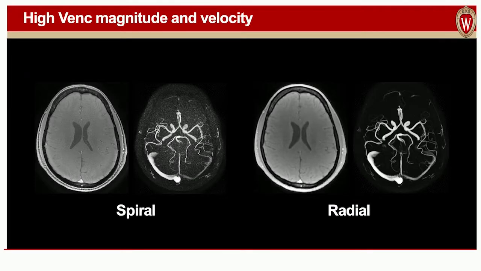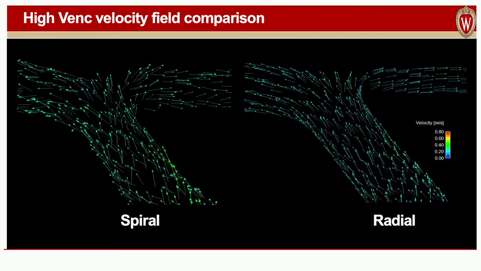And a similar result was found for the high Venc scan. You see higher vessel depiction in the spiral scans, but you have a lower SNR compared with the radials. If we look closer at the velocity vector field, we can see that the spiral images are noisier, and there is more variation along the distribution of the velocity vector.